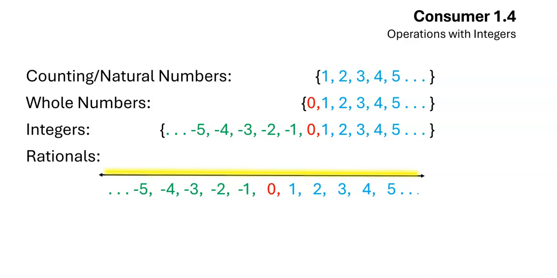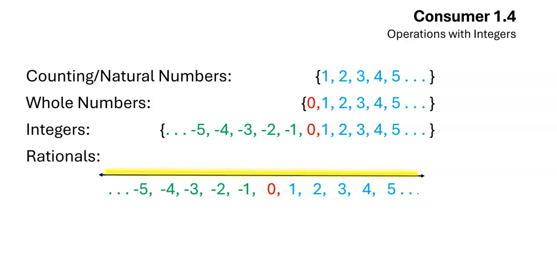So that would be like a half, or 2 2/3, or negative 3 3/4, or negative 4.75, which is negative 4 3/4. But something to keep in mind, a rational number has to be able to be written as a fraction. It can be a fraction or a decimal, but if it's a decimal, it has to be a repeating or terminating decimal, because those are the only kind that can be written as fractions.